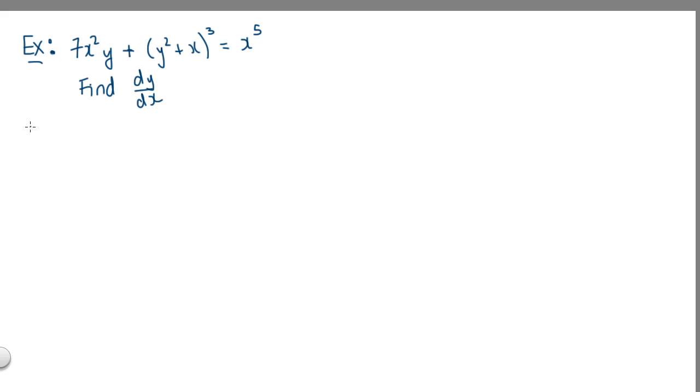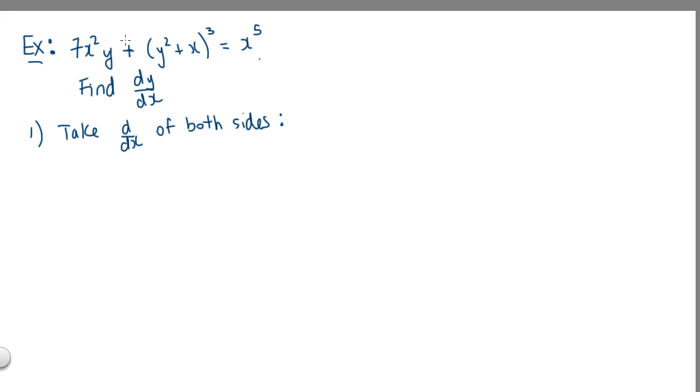So I'm going to break this type of problem up into steps. Step 1, we're going to take the derivative with respect to x, so take d by dx of both sides of the equation. All right, so let's take a look back at our equation here. The first term that we run into is actually a product, 7x squared y.